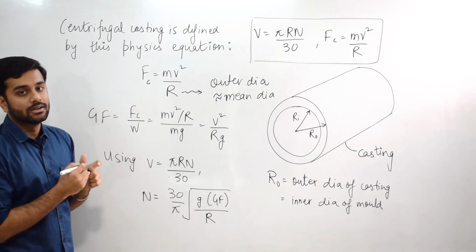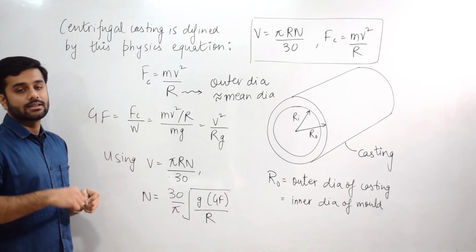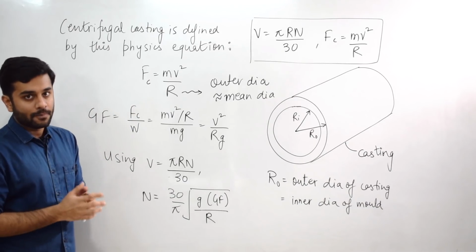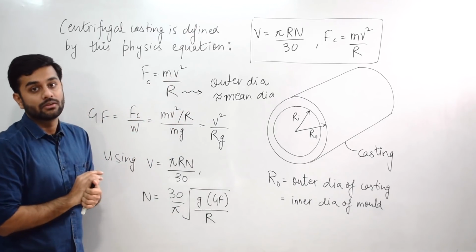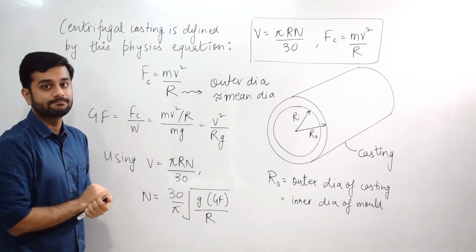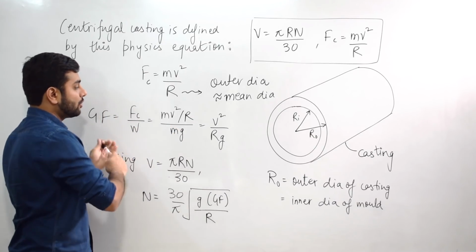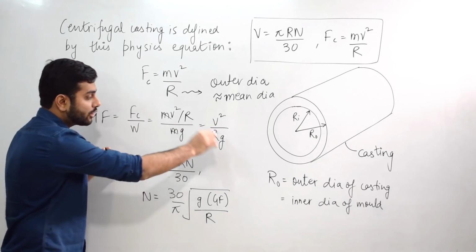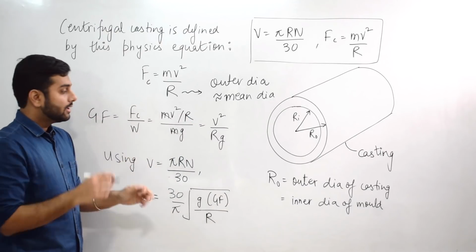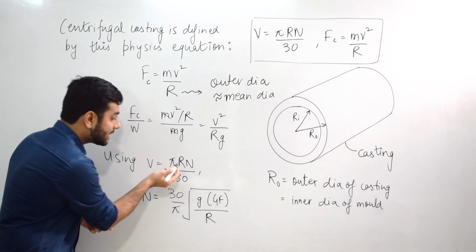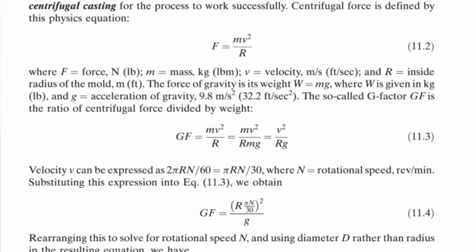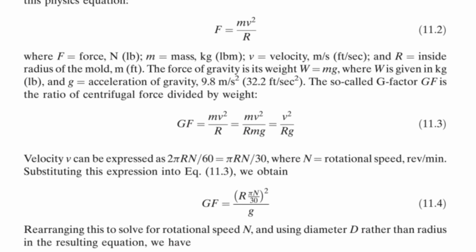Now moving ahead, the G factor is defined as the ratio of centrifugal force to the weight. The centrifugal force has directly used this expression of R, which is the outer radius. Now ultimately when you solve it, m and m will cancel, and you will get V square by Rg. Again you have used the expression V is equal to pi R n by 30, where R you have taken as the outer radius. Now again it's a clear contradiction.